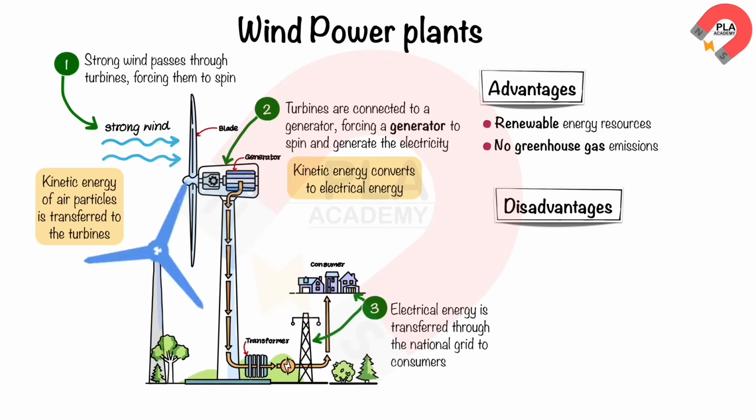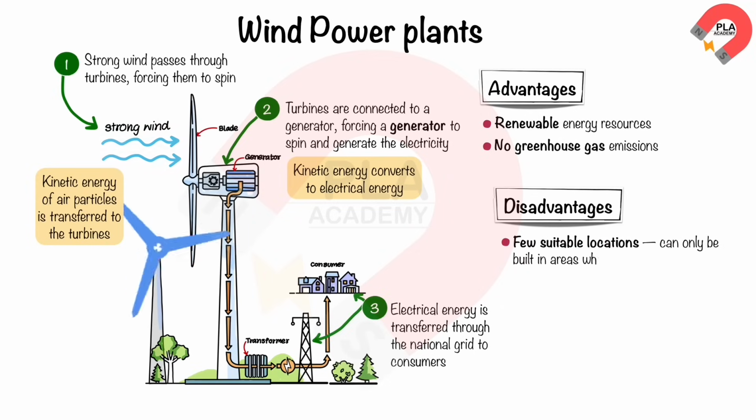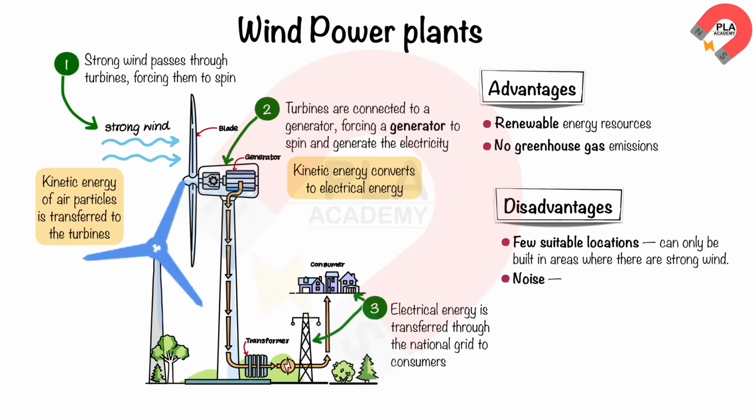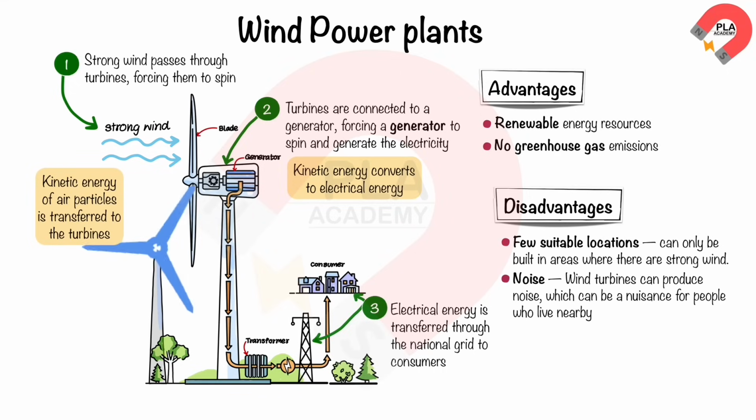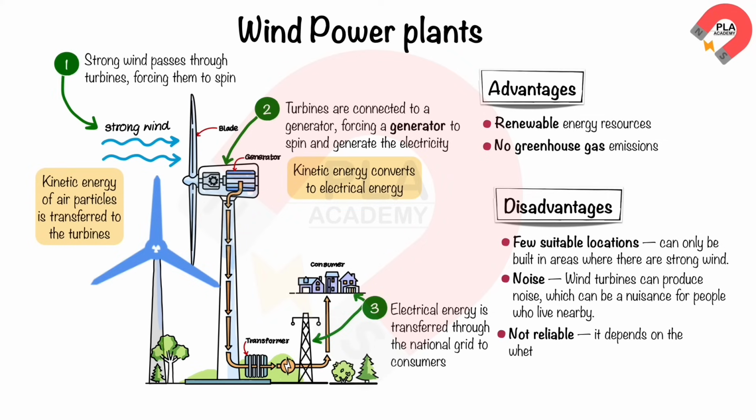Here are some of the disadvantages of wind power plants. Few suitable locations. Wind power plants can only be built in areas where there is strong wind. Noise. Wind turbines can produce noise, which can be a nuisance for people who live nearby. Not reliable. Wind power is not always available, it depends on the weather, as wind speeds must be sufficient. Can have a visual impact.